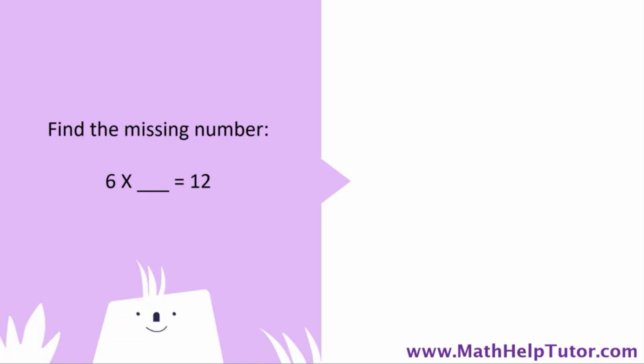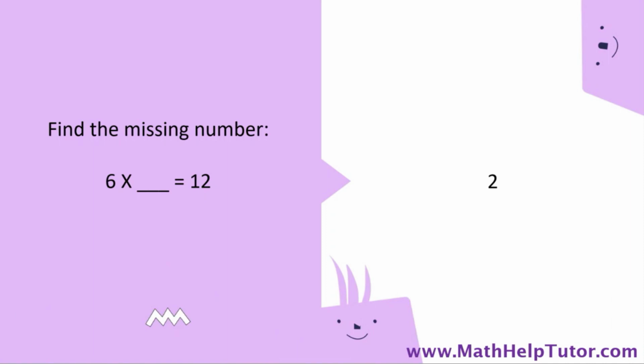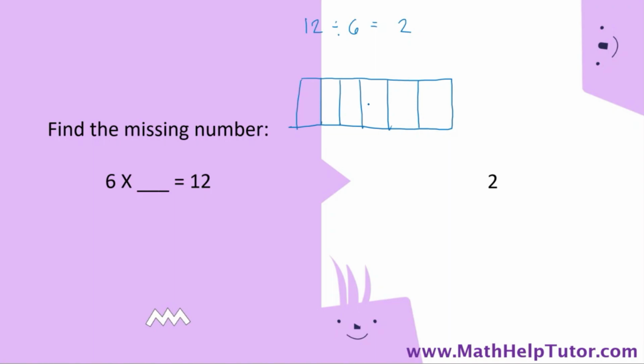Find the missing number. 6 times blank is equal to 12. The answer is 2. So how did we come up with this answer? There are 2 ways for this. We could either just divide 12 by 6, which we know is 2, or we can draw a grid that has 12 boxes in it and is 6 boxes long. So in order for this grid or this array to have 12 boxes in it, then we should have a height of 2. 1, 2. So by doing these methods, we would find the answer is 2.